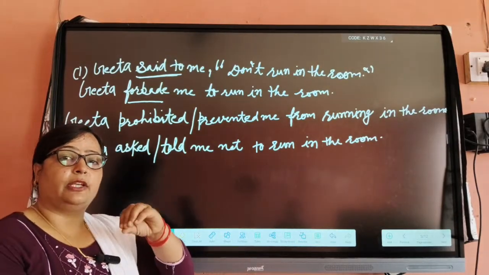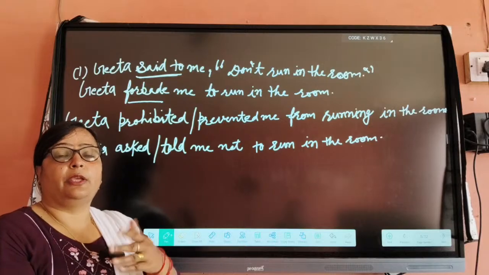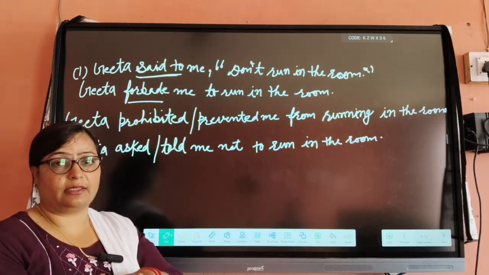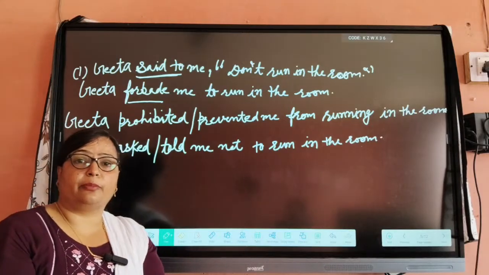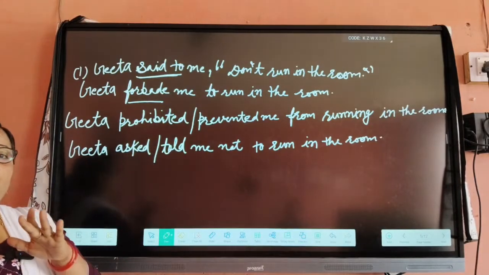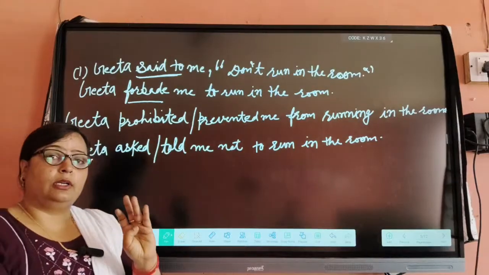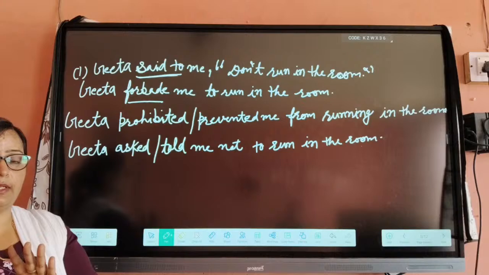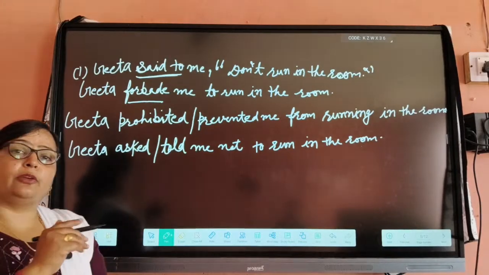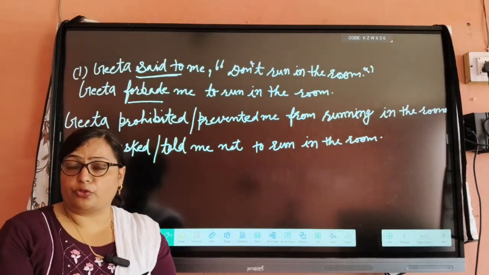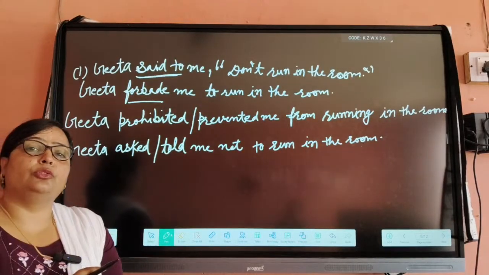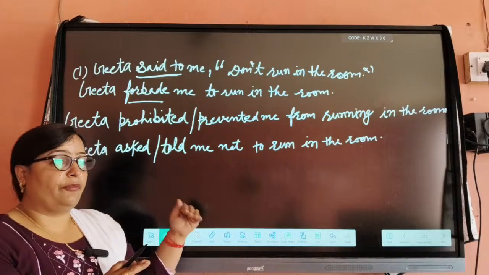Now in this way we see that if we are going to change the narration of an imperative sentence, there are two types of imperative sentence. First of all is the affirmative sentence. If our sentence is affirmative, then our "said to" will change into ordered, requested, advised or asked according to the sense of the sentence. Then in place of the inverted comma we will use "to", and after "to" we will use the verb's first form.